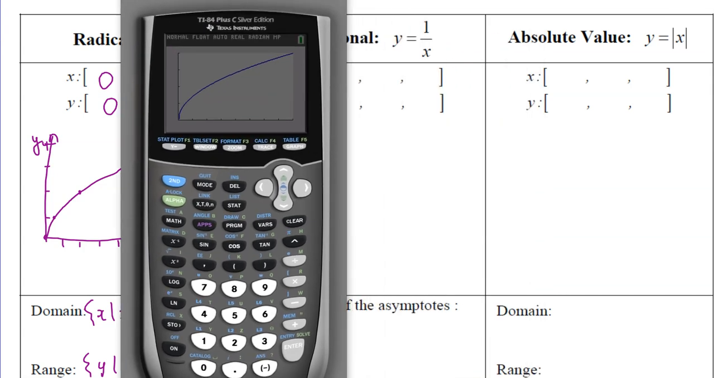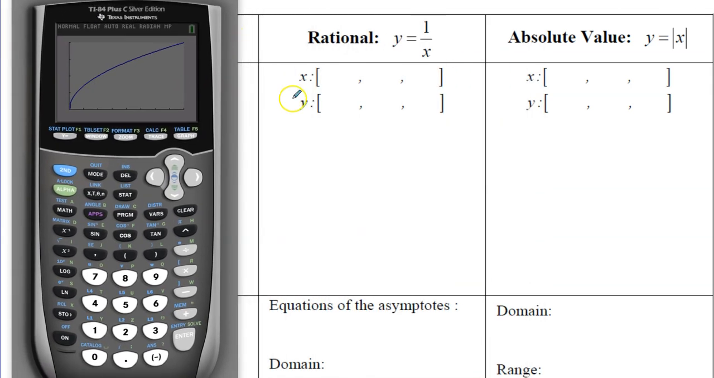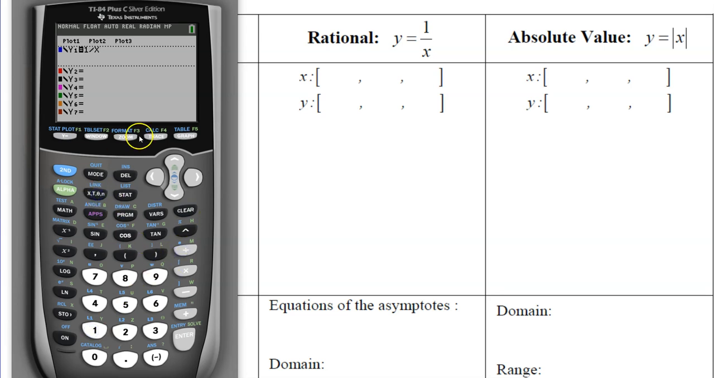Okay, let's move back over. Rationals, y equals 1 over x. So, you know what, let's just go throw it in and see what happens. Y equals, let's clear this out. Let's say 1 divided by x. Not really sure what this looks like, so let's put in a standard zoom, the negative 10 to 10.